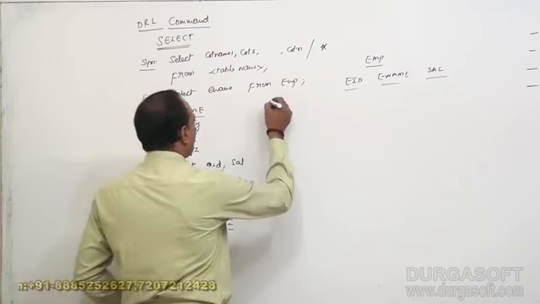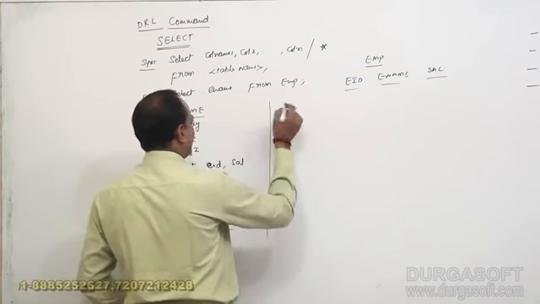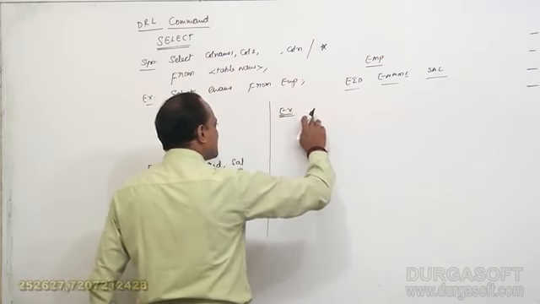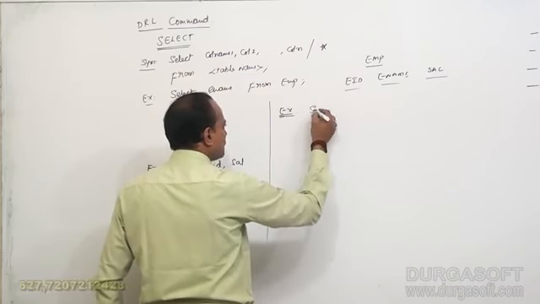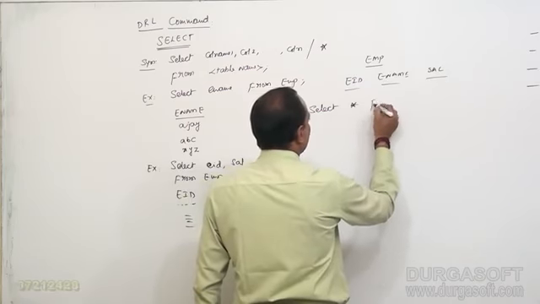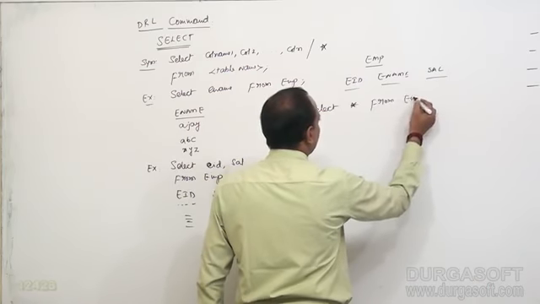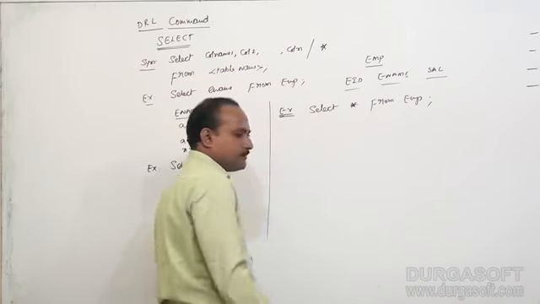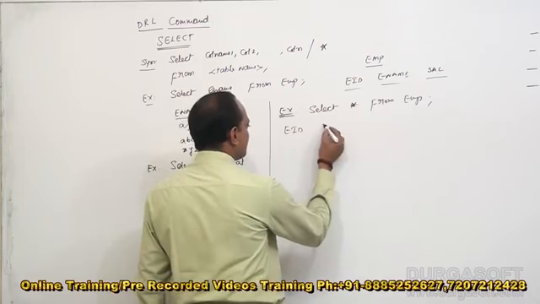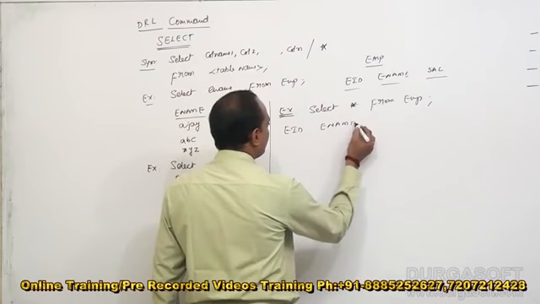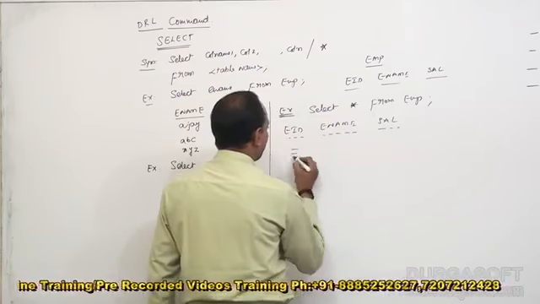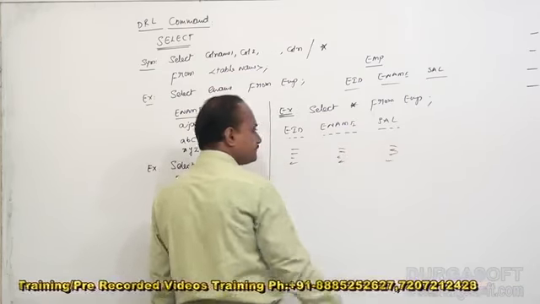See, I want to see all column data. If you want to see all column data, either you can specify all columns or you can specify star. You can use star: select star from EMP. Then it will display EID, e-name, salary, and here it will display the values.